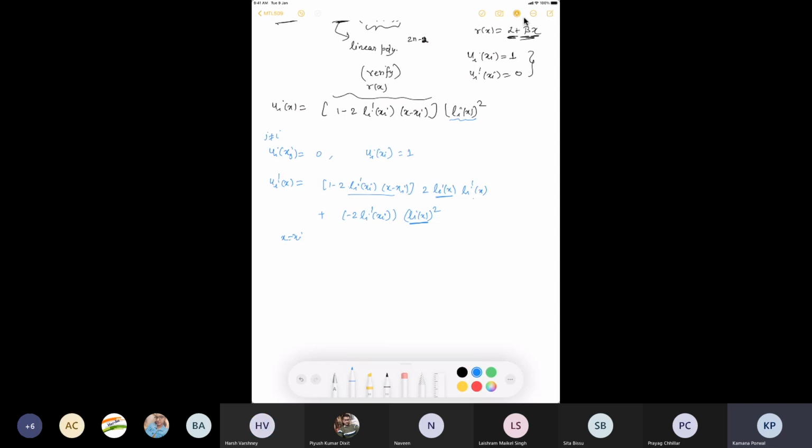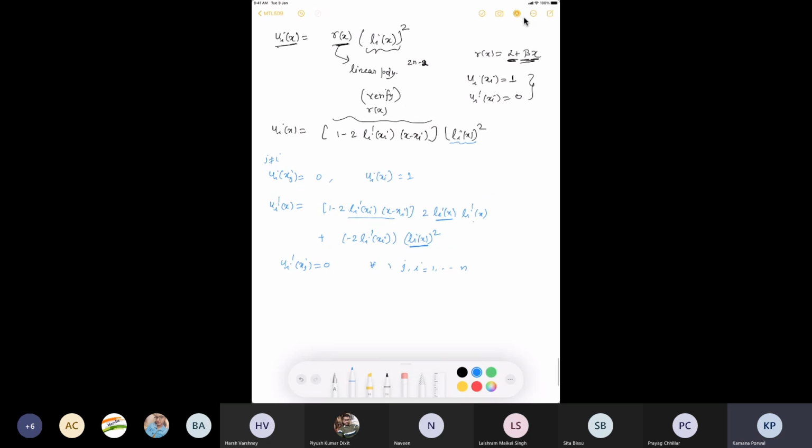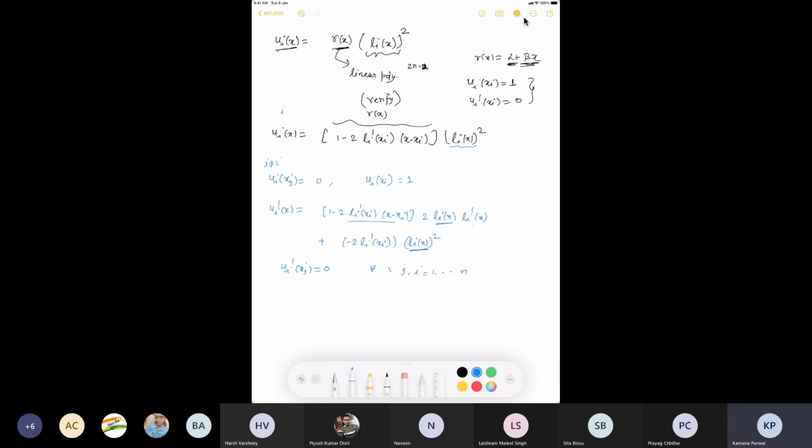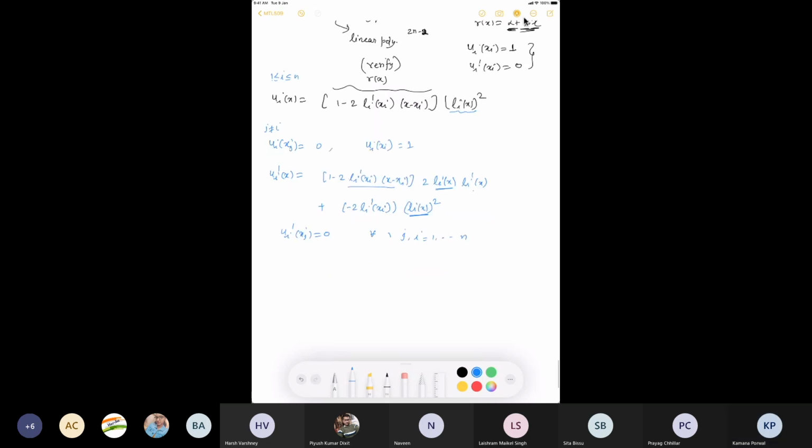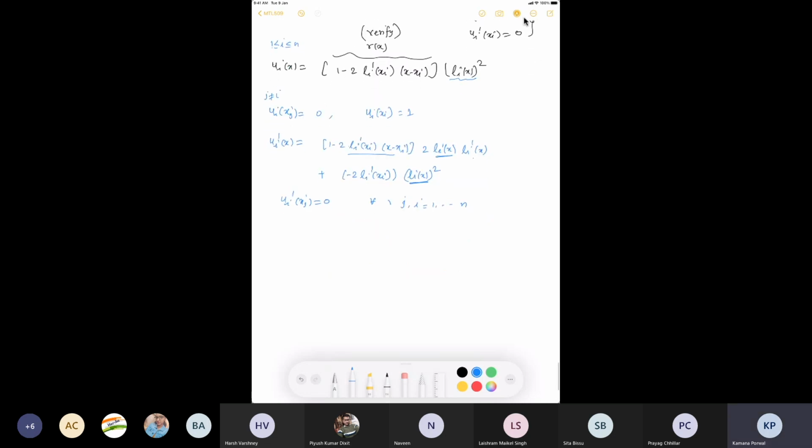Okay, so we also have that Ui prime at xj is equal to 0 for all j, and this holds for all i and j ranging from 1 to n. Okay, so I'm forming these polynomials for all i's ranging from 1 to n. All right, so Ui(x) is okay.